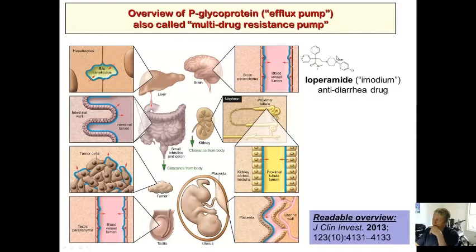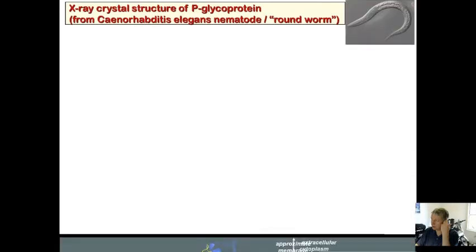agonist, acted as an anti-diarrhea drug and doesn't really have any CNS effects, the way the other mu-opioid agonists do, like morphine or fentanyl and things like that. Anyway, we also showed the X-ray crystal structure of this.